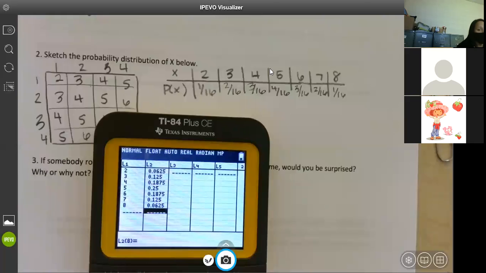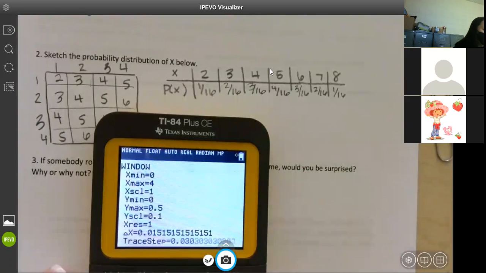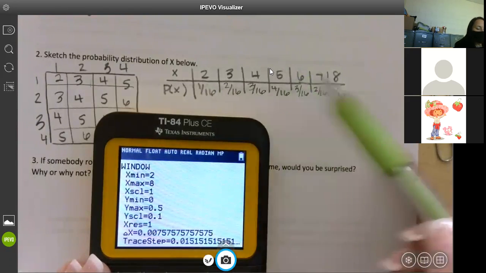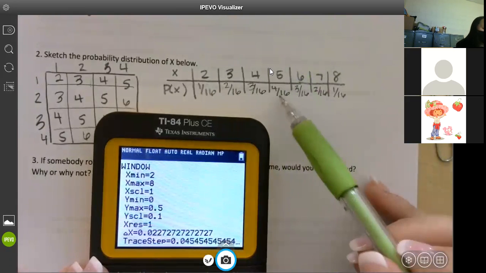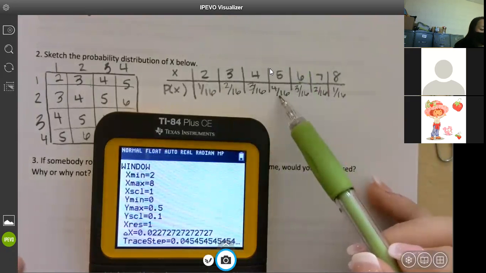All right, so to be able to see this, if it asks you to describe, because I think there's another one in a minute that asks you to describe what you see. I didn't on this one because you had that one. You're going to change your window, and your X values are from 2 to 8. So that was our top line, 2 to 8, and they go up by 1: 2, 3, 4, 5, 6, 7, 8. Your Y minimum is going to be 0, and it goes up to... 4/16 is what?